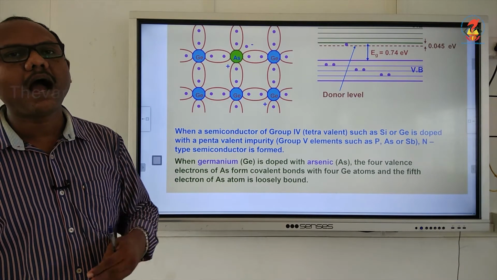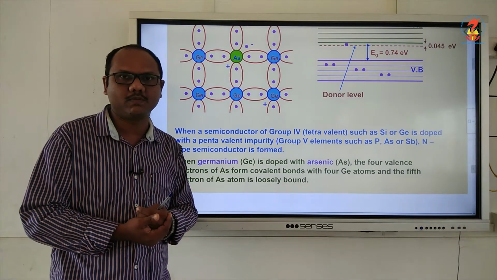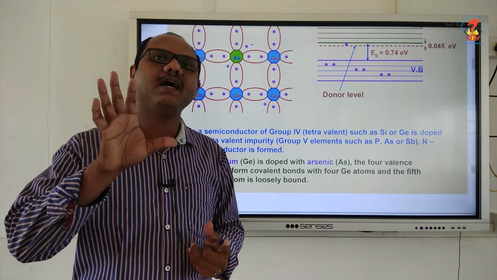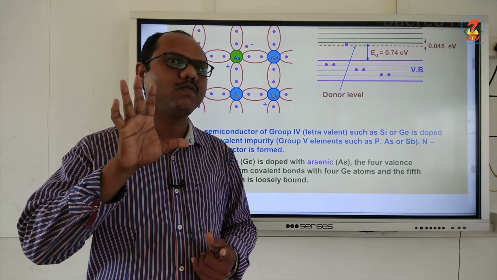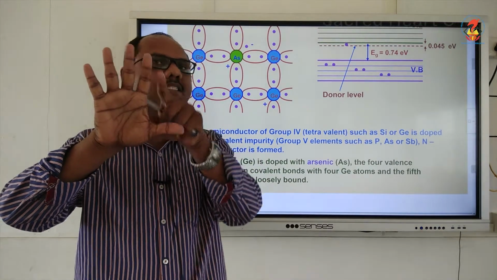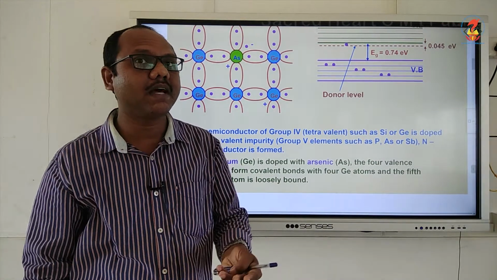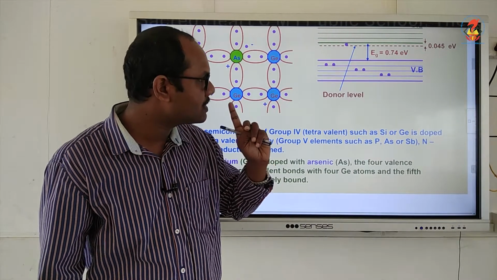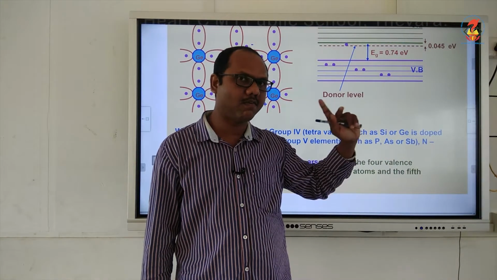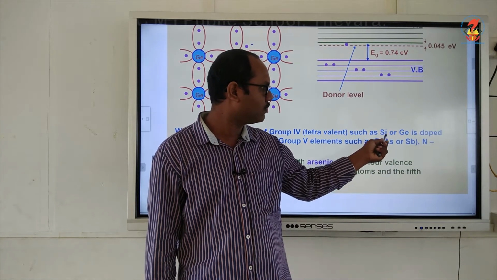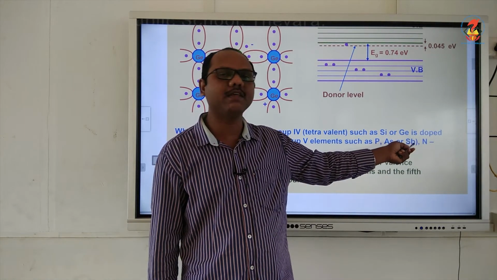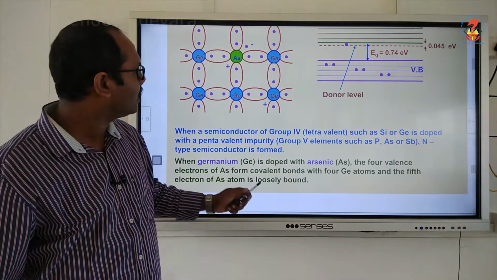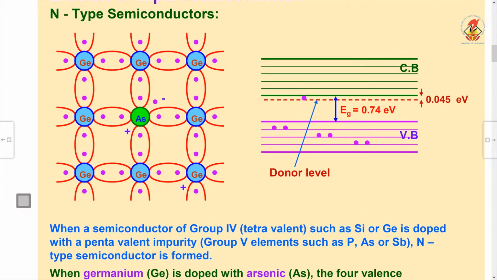Now, how is that semiconductor formed? That is what we are going to discuss today. Pentavalent element means, what is the valency? Valency is 5. What is the valency of a tetravalent element? 4. So silicon and germanium have valency 4, whereas phosphorus, arsenic, antimony have valency 5. Now just look at the figure, we will see how things happen.